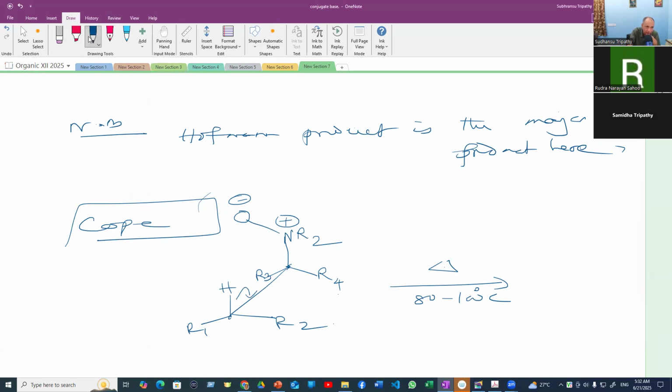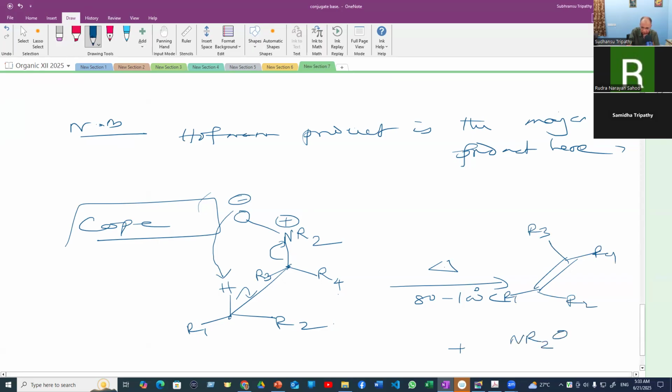It will neutralize this, and then this will come here to abstract the proton, so that you will form one compound. This is detached, so you get your alkene R3, R4 and R1, R2. But the other compound is NR2OH, a hydroxylamine. It is a dialkyl hydroxylamine, the other product. So this is the Cope reaction, N-amine oxide.